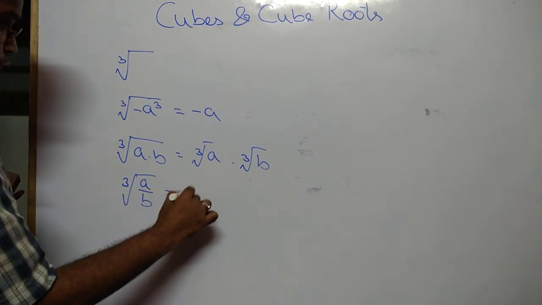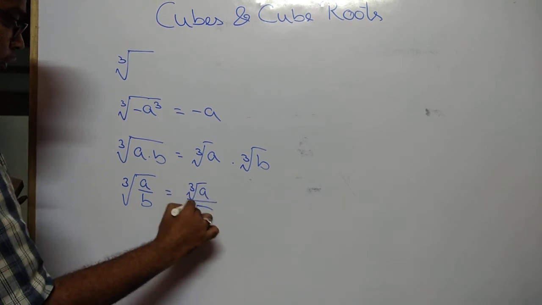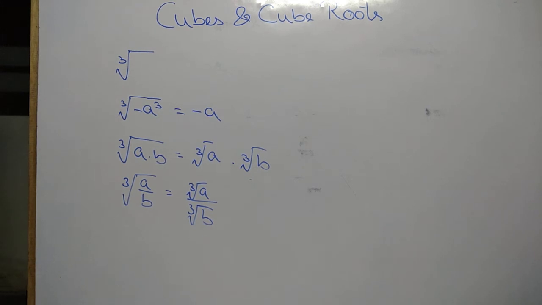So it's the cube root of a by the cube root of b. So these are some points to be remembered. Now let's discuss some questions so that you can easily find out the answers. Exercise 4A. Solve the questions of 4A.